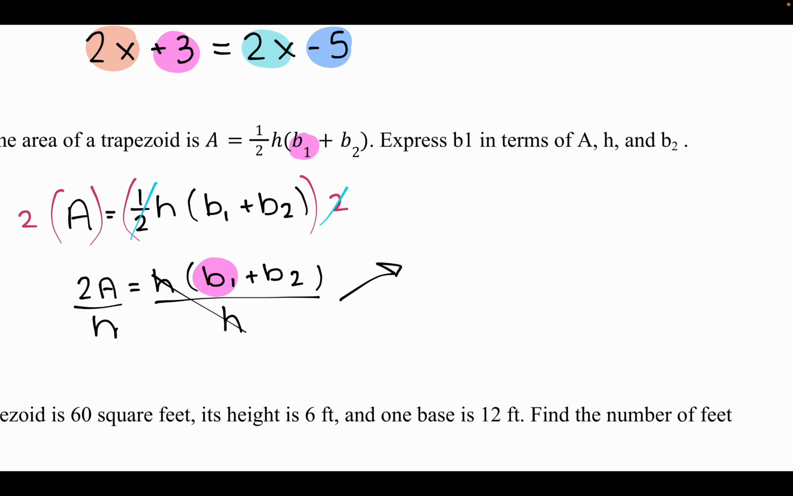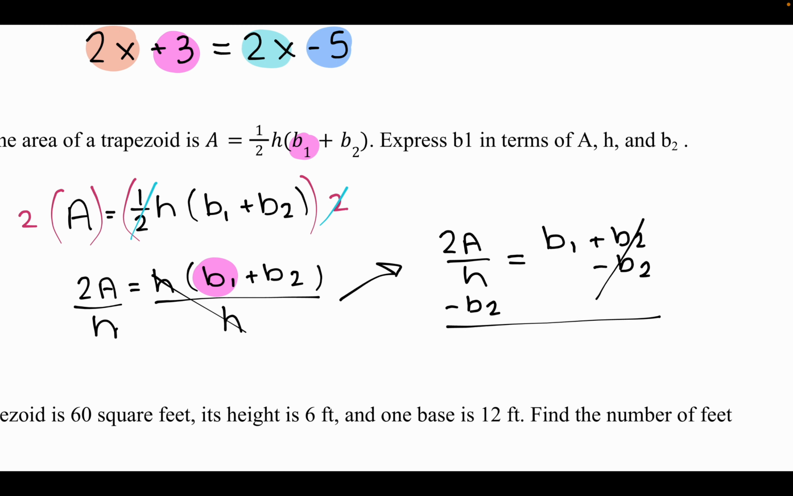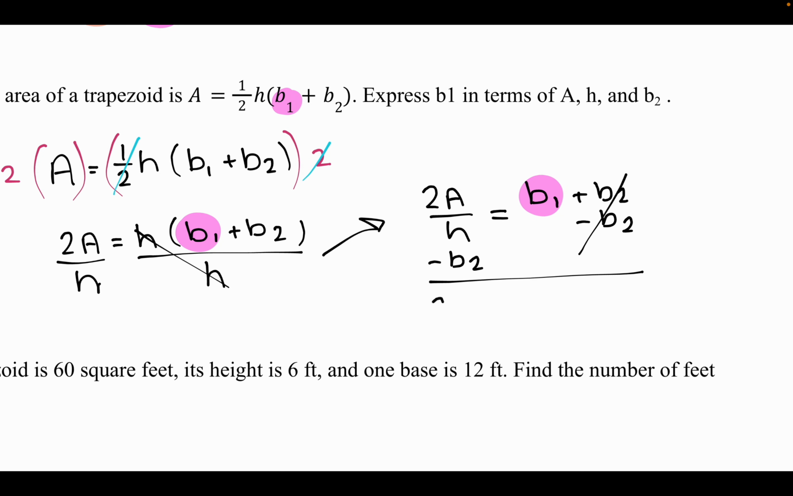I'm going to move it over here. So that gives me 2a over the height equals b1 plus b2. And then we can subtract b2 from both sides to isolate or solve for b sub 1. So this is not going to look pretty. It's just going to be 2a over h minus b sub 2 equals b sub 1. That is your value for b sub 1 in terms of A, H, and b sub 2.